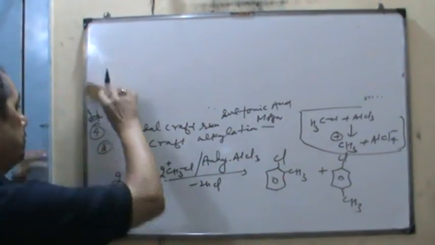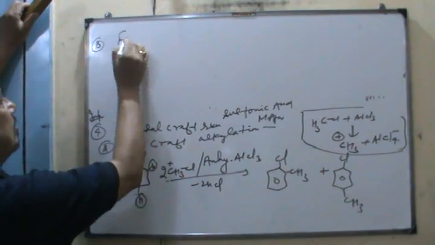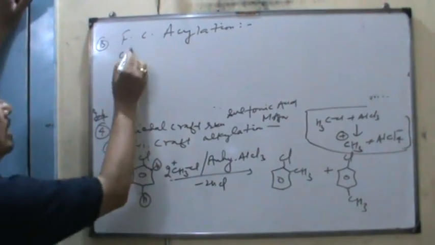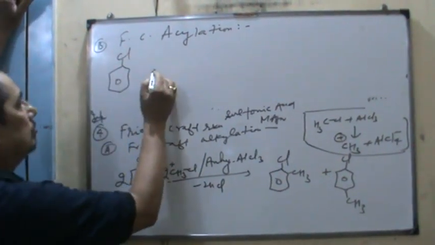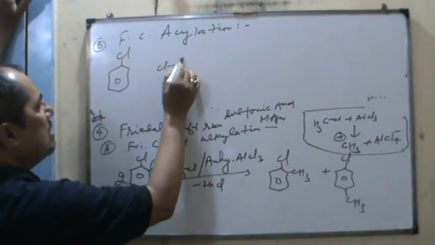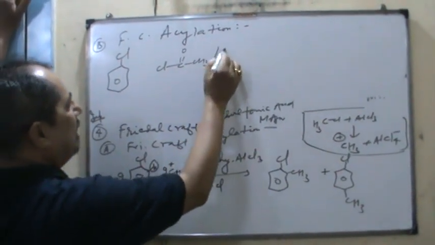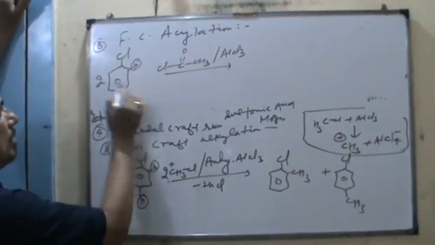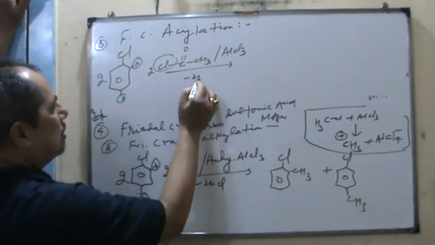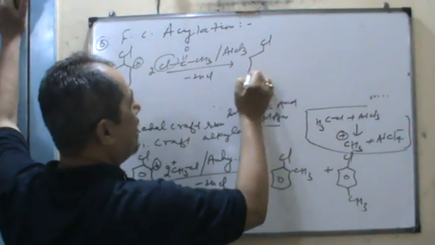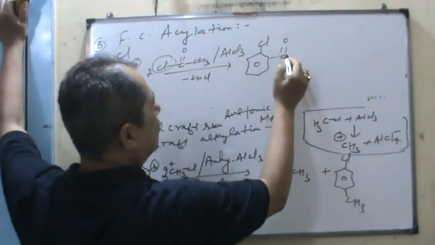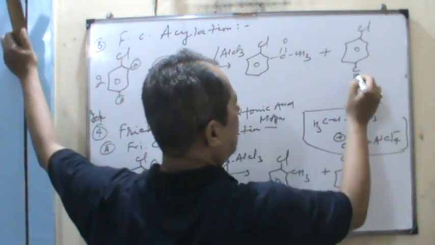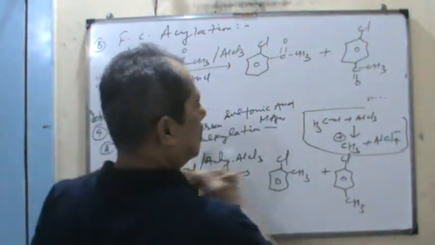Now last is the Friedel-Crafts acylation. You take chlorobenzene, Cl, C double bond O, CH3, in presence of anhydrous AlCl3. Replace the hydrogen from H and H. Take 2 molecules, twice HCl out. Anyone can tell me the IUPAC name of this compound? C double bond O CH3 plus chloro is there, C double bond O CH3. This is what it is.